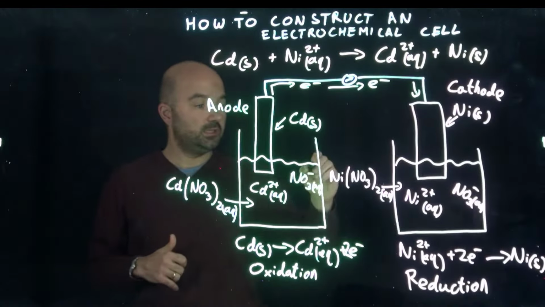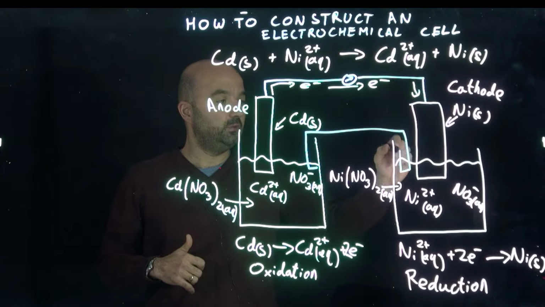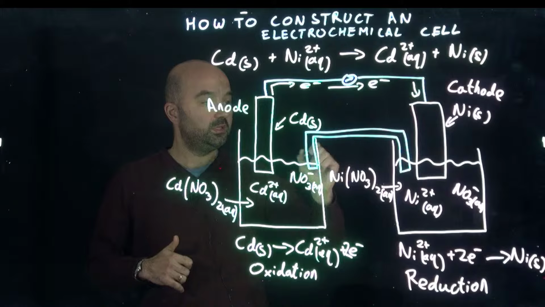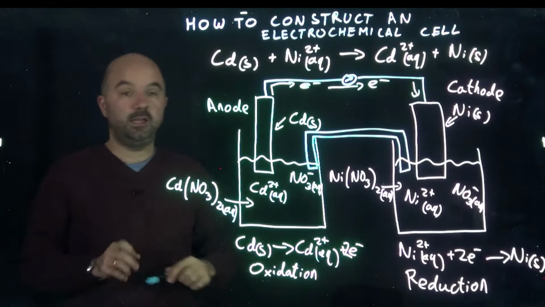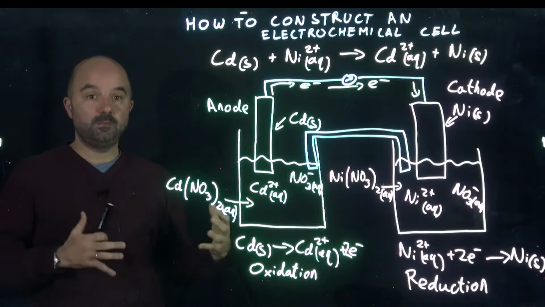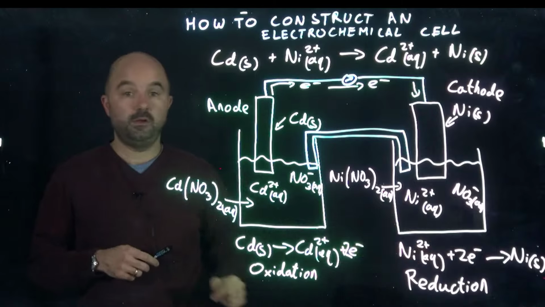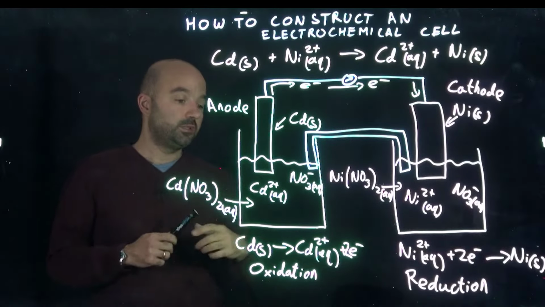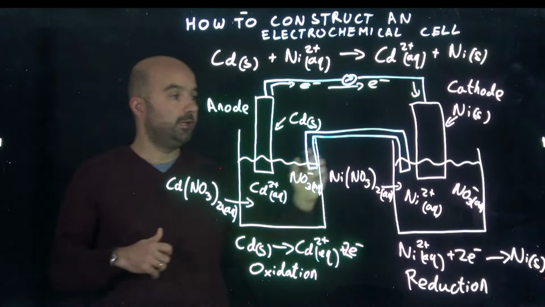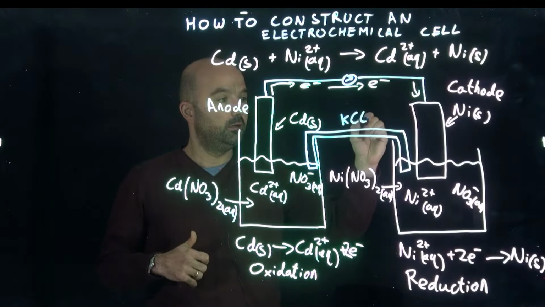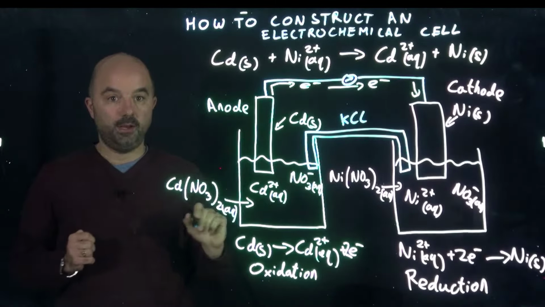And the salt bridge is just indicated by a piece of material such as filter paper, which is immersed in an ionic solution to give the supply of anions and cations, which counterbalance the net charge effect of these two half reactions here. Let's say that we're going to use potassium chloride as our salt bridge. So potassium chloride, we've got potassium ions, we've got chloride ions.